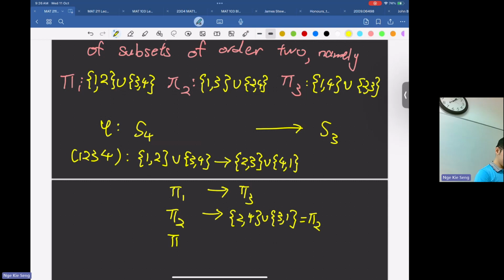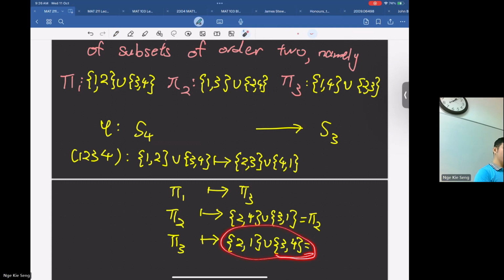Okay, how about pi 3? Pi 3 gets sent to where? 1 goes to 2, 4 goes to 1, 2 goes to 3, 3 goes to 4. What is this? 1, 2, and 3, 4. Which set is this? Pi 1. Okay, so this is pi 1.